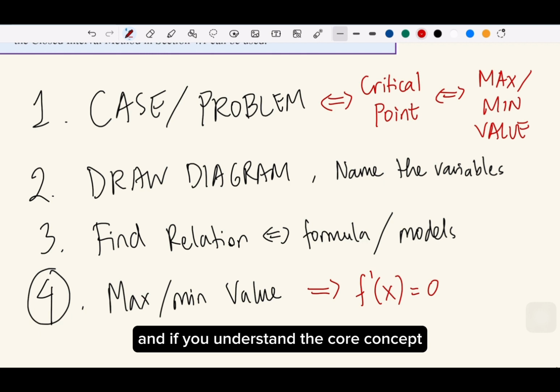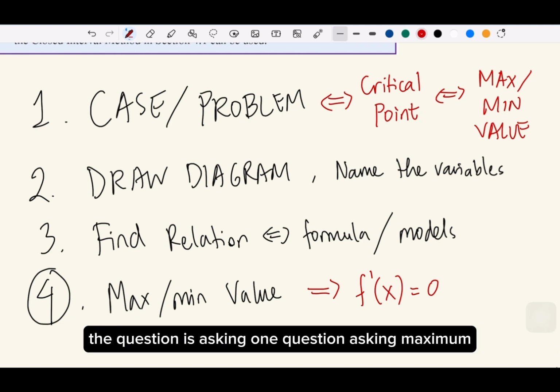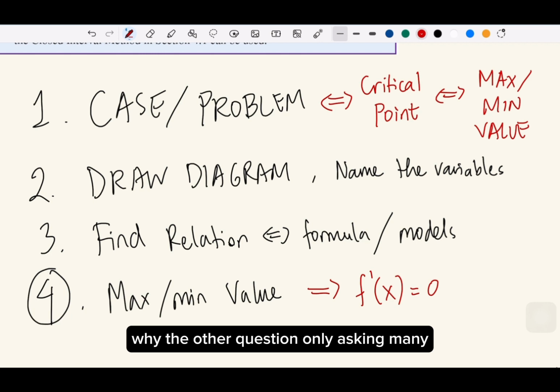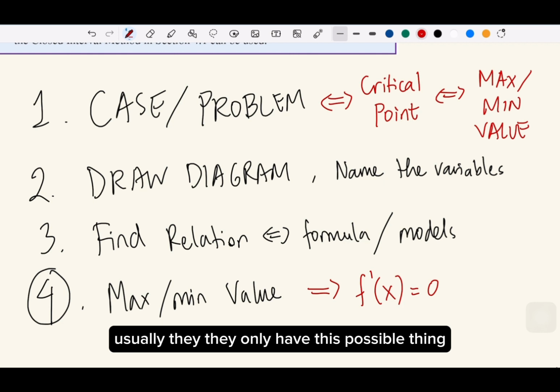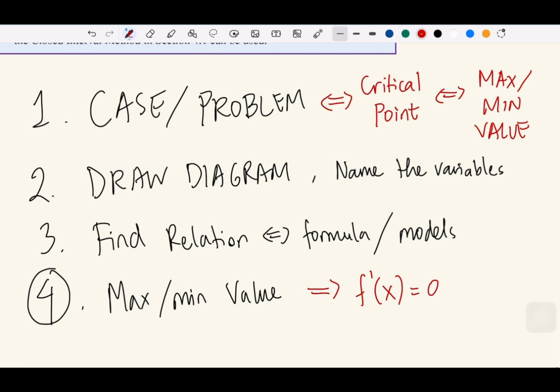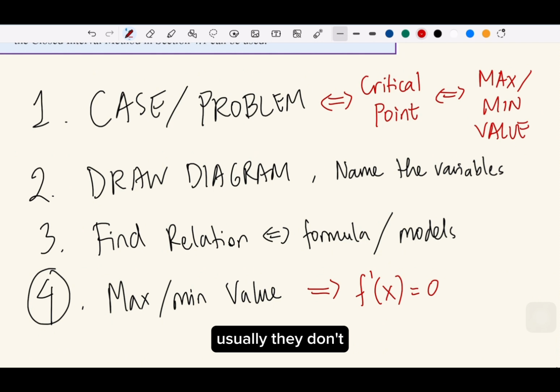And if you understand the core concept in this optimization, in your textbook, if you read the questions, you will understand why one question asks for the maximum, and why the other question only asks for the minimum. Because of the first derivative. Usually they only have this possibility: you have a maximum, or you have a minimum. There are usually not many cases that have both minimum and maximum. Usually they don't give that kind of problem, so usually either max or min.